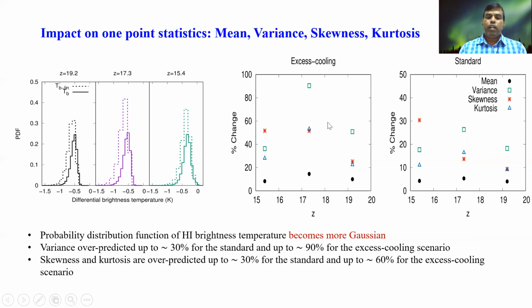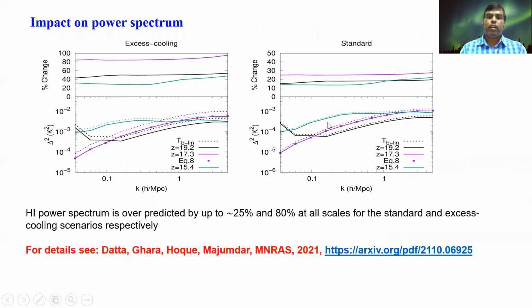And then at the end, we looked at the power spectrum and found out that the power spectrum is enhanced by 25% and 80% almost at all scales for the standard and excess cooling scenarios. So we found out that it is important to use the exact equation, otherwise there will be huge impact on the various statistical quantities of the signal.